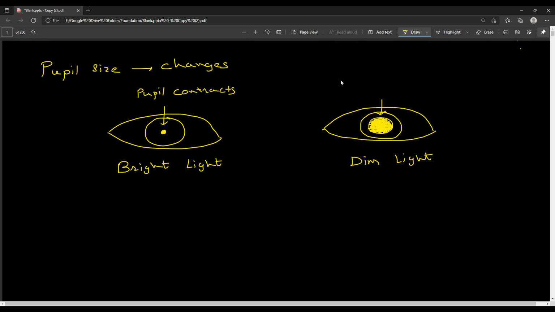To see objects in the dark, we require a lot of light coming into our eyes. So the pupil expands. Another word for it is dilation. So basically it dilates. You can say the pupil expands or the pupil dilates. You need to remember this for the exam. In the exam, they will ask what happens to our pupil in case of bright light. In case of bright light, the pupil contracts. And what about dim light? In case of dim light, it expands.